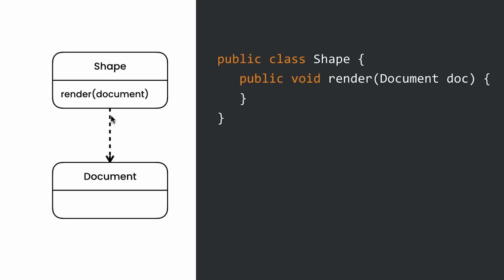Now let's talk about the third type of relationship between classes. This is what we call the dependency relationship. It's indicated by a dashed arrow. So that means somewhere in the shape class, we have a reference to the document class.